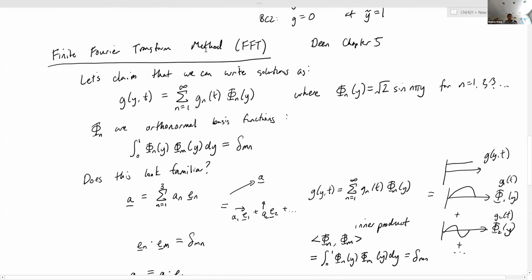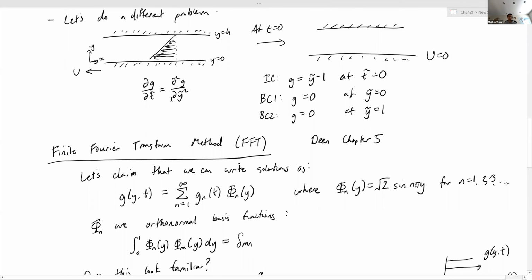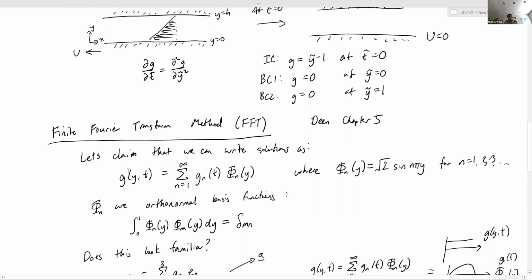In this FFT method, to calculate the solution to this new problem here, what we postulate is that the problem can be written as a sum of coefficients of basis functions. The basis functions are functions of y, and so the coefficients can be functions of t or basically anything else, just not functions of y.